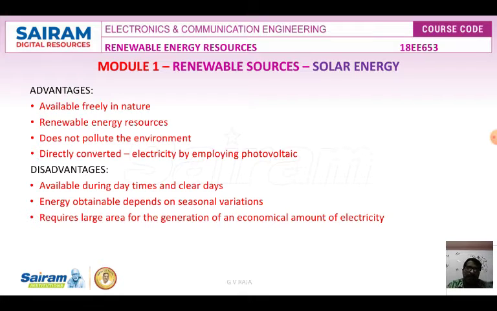In our college, on the roof at the top, that is on the third floor after the EC department, above the floor there, a renewable energy source solar plant is installed, which requires a large area to entrap the solar energy for the generation of an economical amount of electricity.